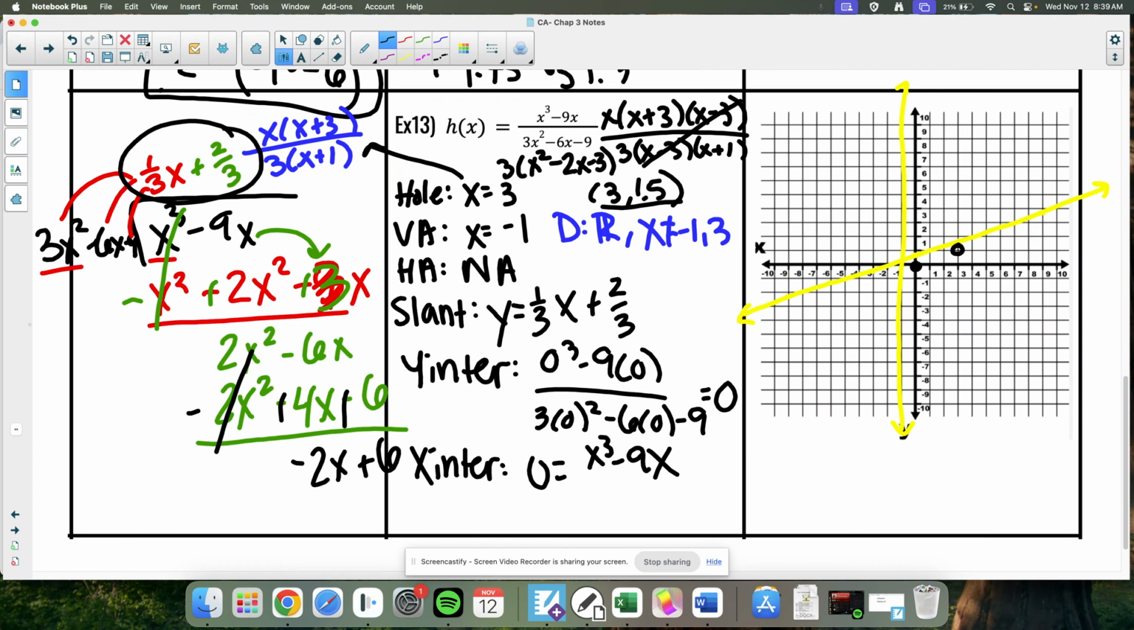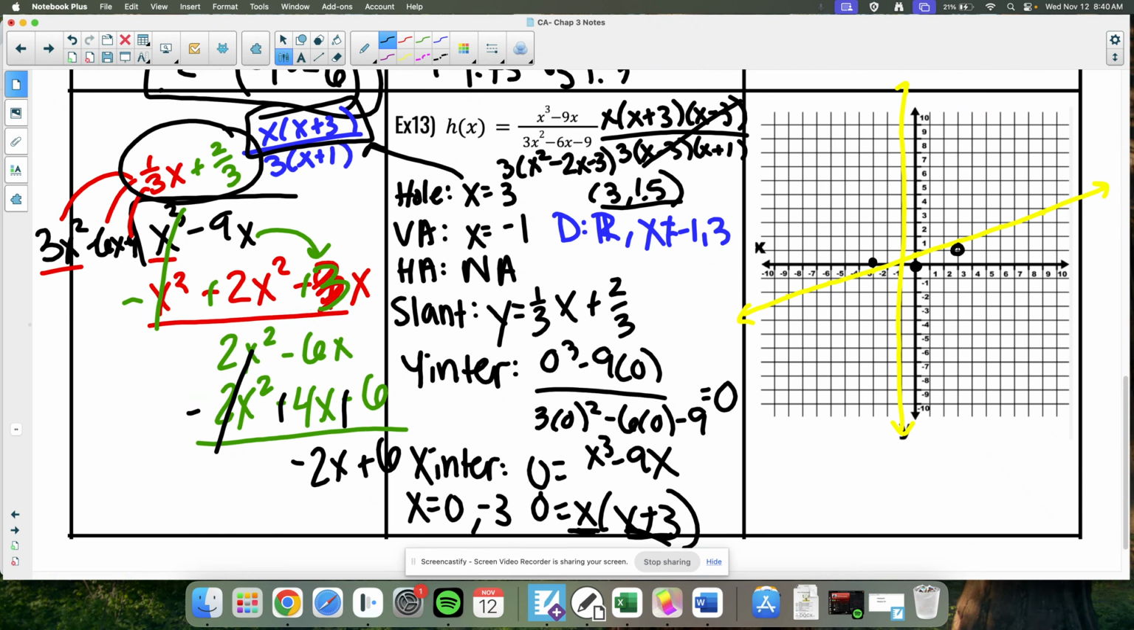So if I set just the top equal to 0, reminder, where's my solved one? That's what I'm setting equal to 0. So what does x equal? 0 and -3. So the factored version is going to be quicker to solve. So we know it crosses at 0, done. We know it crosses at -3, which is right there.